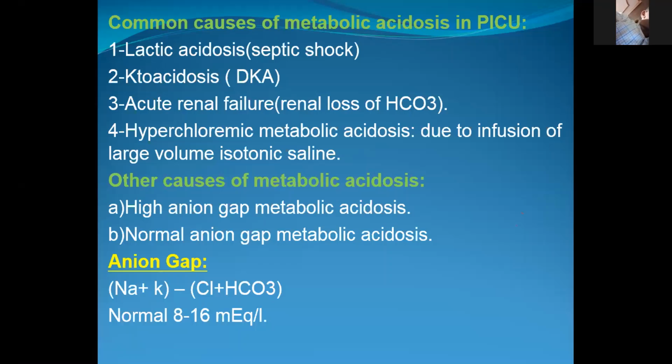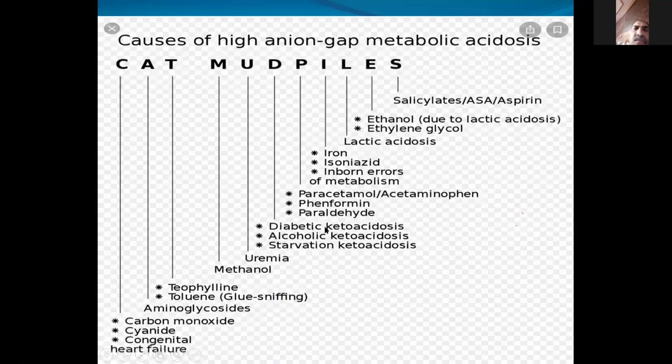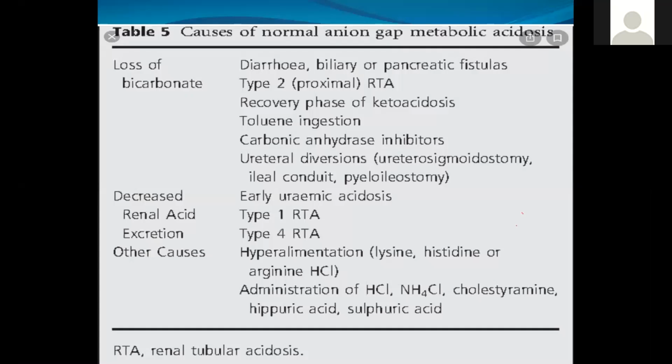The other causes of metabolic acidosis, as we know, related to anion gap. We have anion gap metabolic acidosis and the normal anion gap metabolic acidosis. And we all know the anion gap is the difference between the positive cations and negative anions, and it's normal from 8 to 16 milliequivalent per liter. Here's the next picture summarizing the high anion gap and normal anion gap metabolic acidosis.